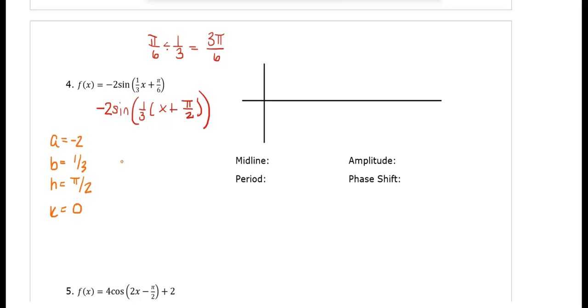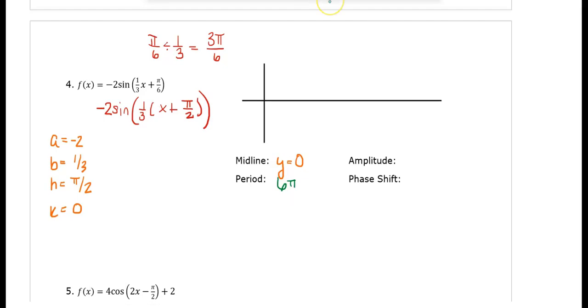If I remember, for example, that my midline is whatever K is with a y in front of it, so that would just be y equals 0. And period: period is 2 pi over B. Well, here's B, 1/3. So 2 pi divided by 1/3. Keep, change, flip. That's going to get me 6 pi.